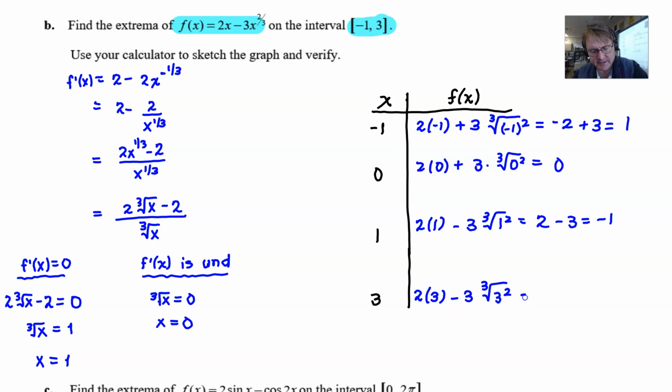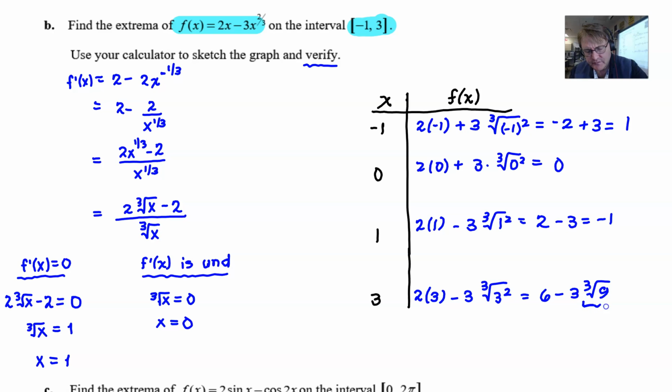All right, this one's got me a little worried. This is going to be 6 minus 3 times the cubed root of 9. And let's say that this is a no calculator problem. I know it says you can use your calculator to verify, but that would be after the fact. This could potentially be a no calculator question. I think we could probably figure this out.